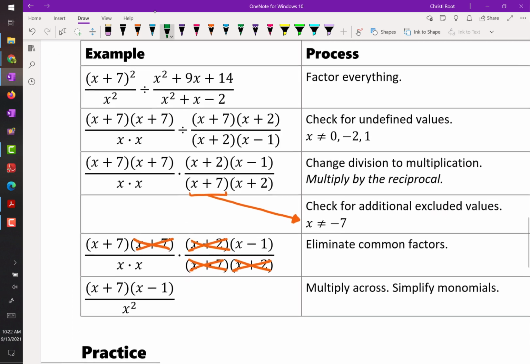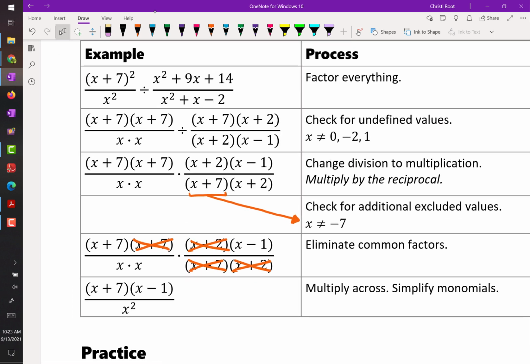All right, so let's look at this example. So number 1, you're going to factor everything like you normally would. Check for your undefined values. So right here, these x's, they can't be equal to 0. This can't be equal to -2, and this one can't be equal to +1. So right now I have 3 undefined values.